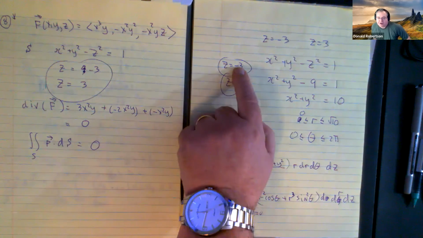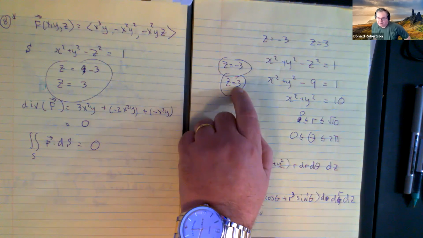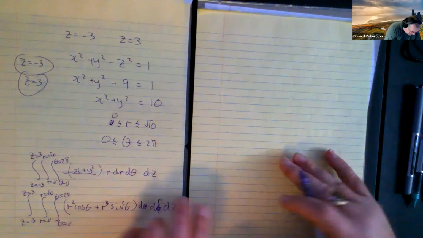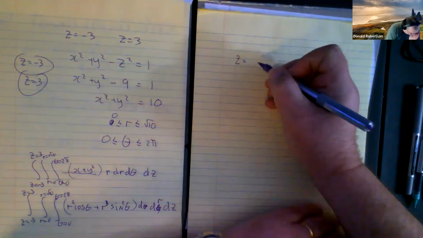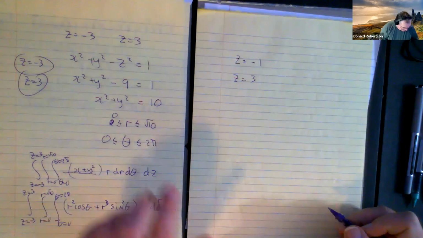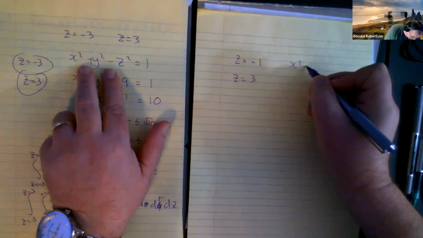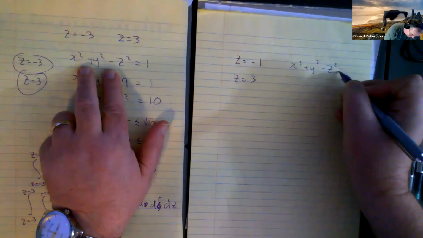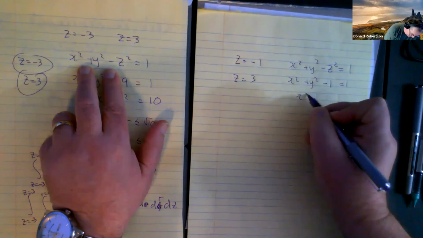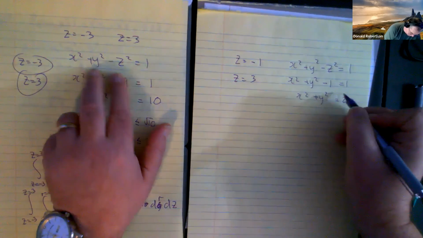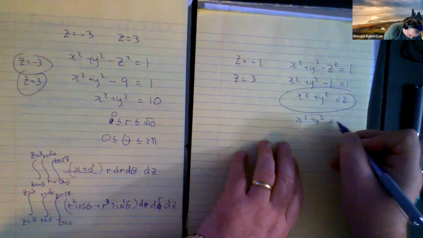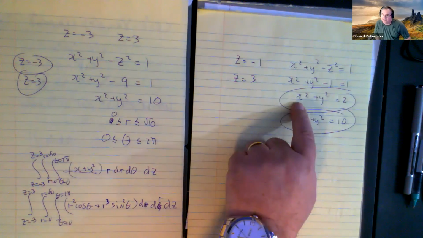Now, imagine that wasn't negative 3 and 3. Could happen. It wouldn't change much, but it would change a little bit. Suppose it was z equals negative 1 to z equals 3. Right, if you go back to the original hyperboloid, finally got to say the thing properly, you get x squared plus y squared take away 1. So you will now get x squared plus y squared equals 2. Now, if you put this guy in, you get x squared plus y squared equals 10. Still with me? Z equals negative 1.